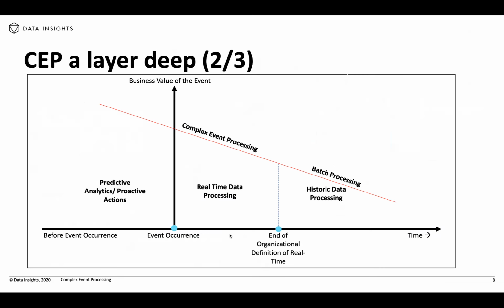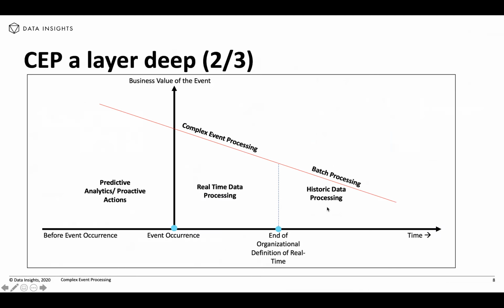As I use the example of banking systems, fraud detection in a bank system, for them real time is within 5 minutes. For another organization, it could be 1 hour. For some other organization, it could be 1 day as well. So any processing which happens within the definition of real time for one particular organization based on the data they have, that is called complex event processing and real-time processing.